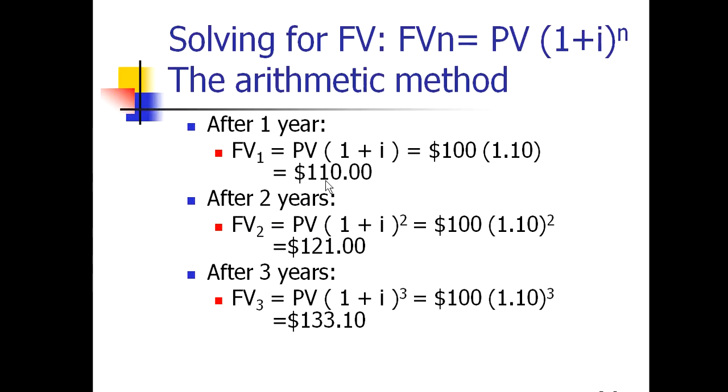then the answer will be 110. And how much will you get by the end of the second year? Here we have to multiply the present value by 1 plus 10% to the power of 2, which is 2 years. Then the answer will be $121. While after 3 years, the total amount will be $133.10.